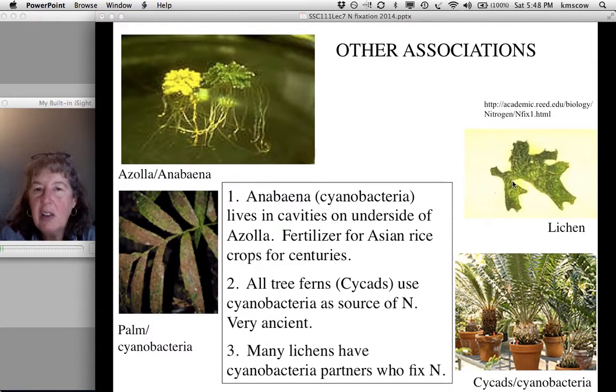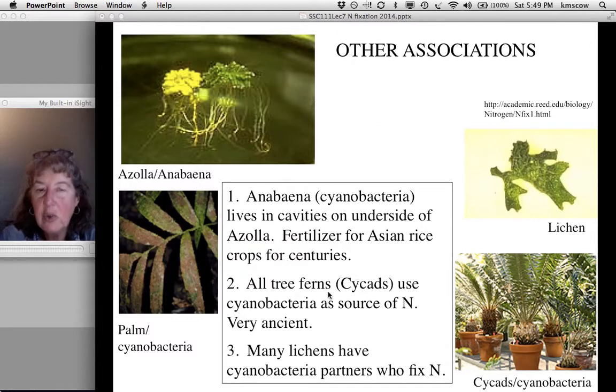Other associations are Anabaena, a kind of cyanobacteria that associates with Azolla, or duckweed, which grows pretty profusely in any area where there's standing water. And for centuries, the growth of this Azolla and its Anabaena partner was promoted to be able to fix nitrogen and bring it into flooded rice systems in Asia. It was the main source of fertilizer long before there was any mineral fertilizer around. It was really important for growing food.